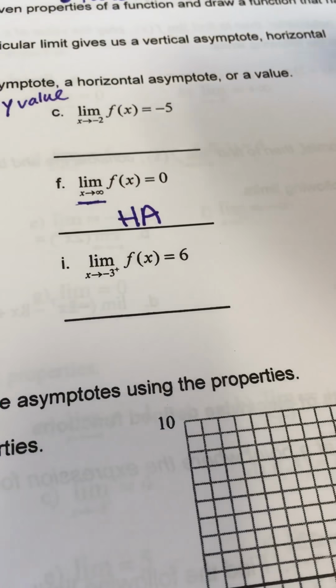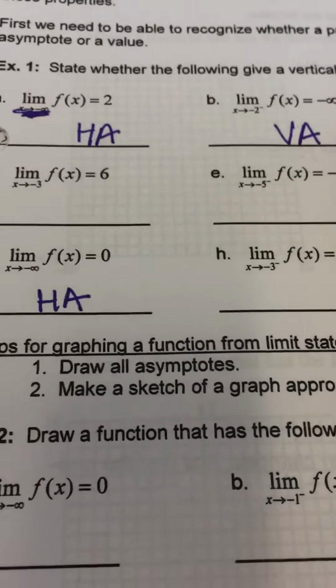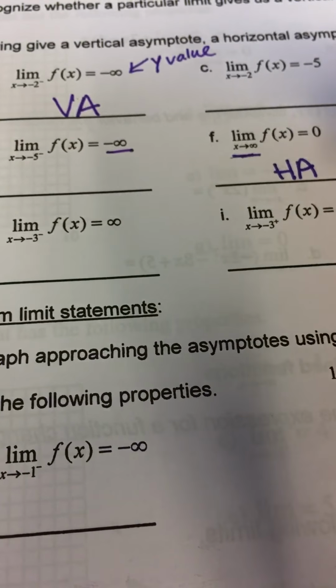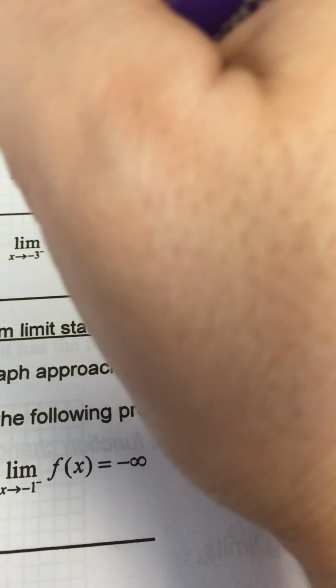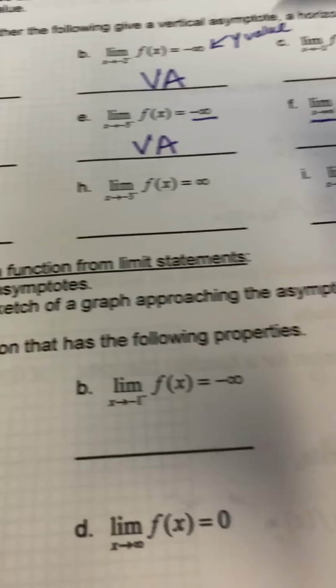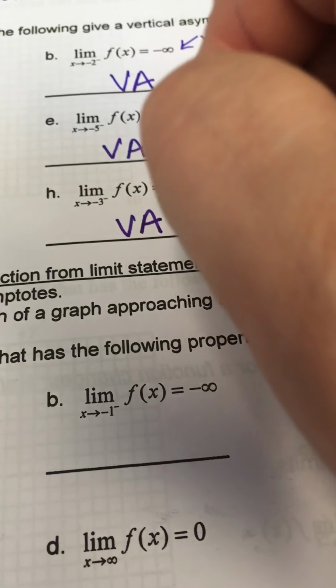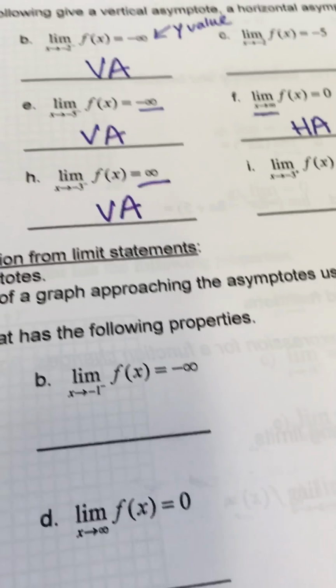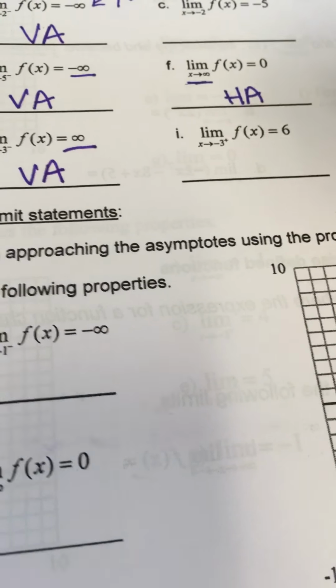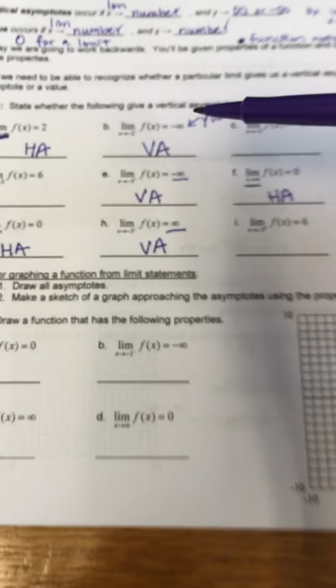So vertical asymptote here, I have number and number, so this number and number for D, nope. E, a number with an infinity, so that means you have a vertical asymptote. G, we already did. H is a vertical asymptote again, because you're going towards infinity, a number value from that. And I are two numbers. Okay, horizontal asymptotes we did, vertical asymptotes we did.